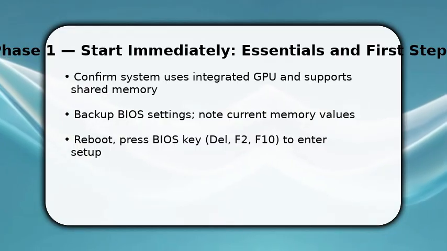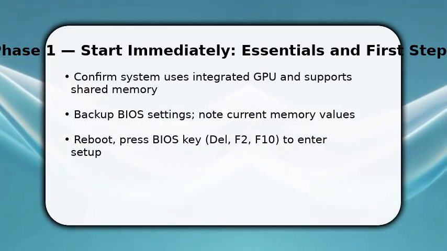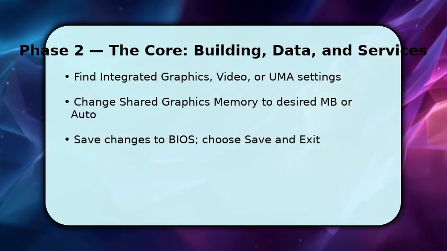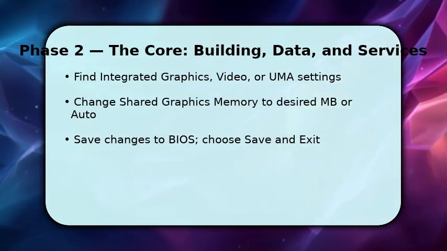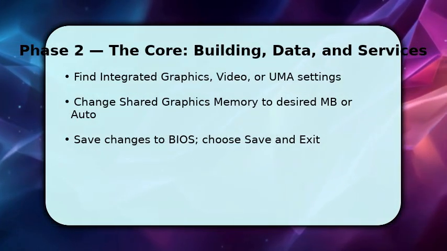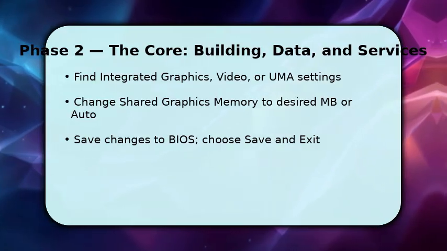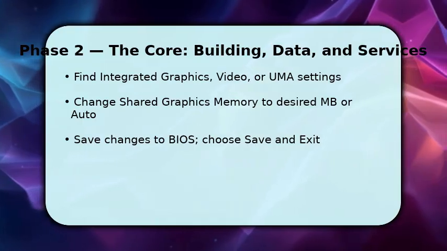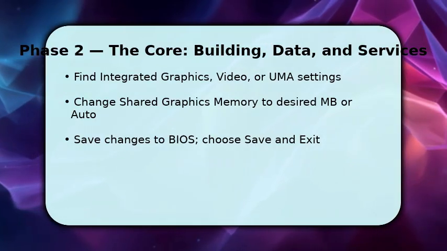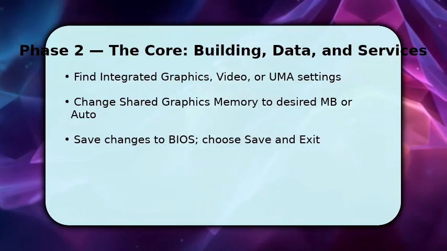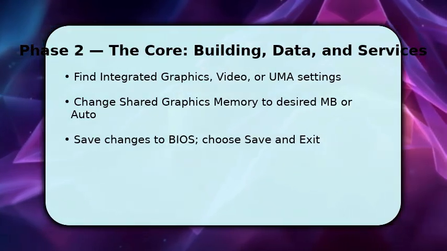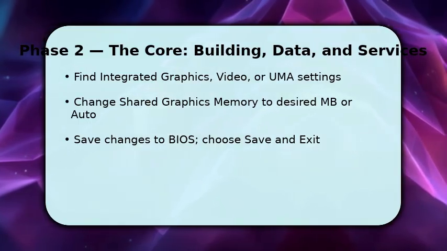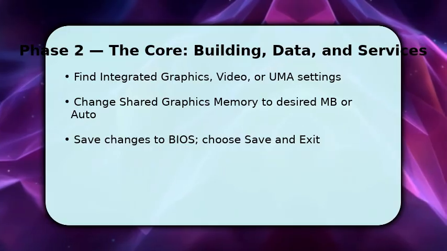Do this immediately because the changes you make next require BIOS-level access. You now locate the Integrated Graphics or UMA section inside BIOS and change the shared memory allocation. Look for entries labeled Integrated Graphics, Video Memory, or UMA Frame Buffer. Once found, switch from auto to manual to set a specific megabyte value. Increase in moderate steps, for example, add 256 MB at a time, because too large a grab reduces system RAM.